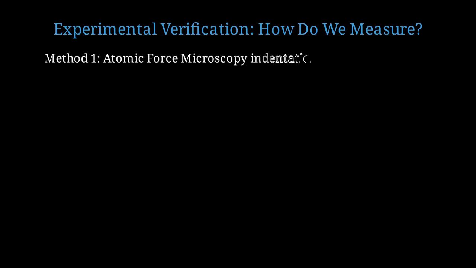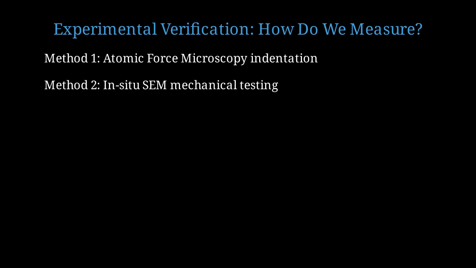First, atomic force microscopy indentation. An AFM tip applies controlled forces and measures displacement, allowing direct measurement of elastic properties. Second, in situ scanning electron microscope mechanical testing. You perform mechanical tests inside an SEM while imaging the structure, allowing real-time observation of deformation. Third, optical tracking. Embed fluorescent markers in the structure and track their positions as load is applied. This gives full field strain measurements.